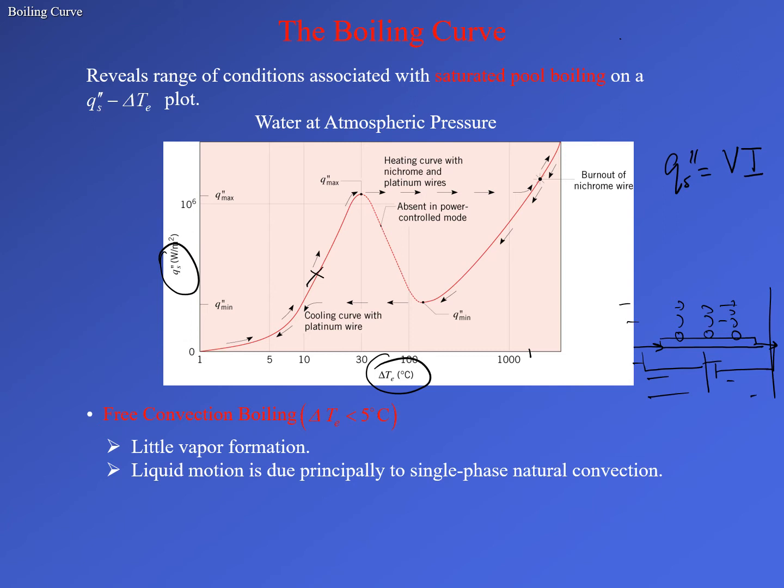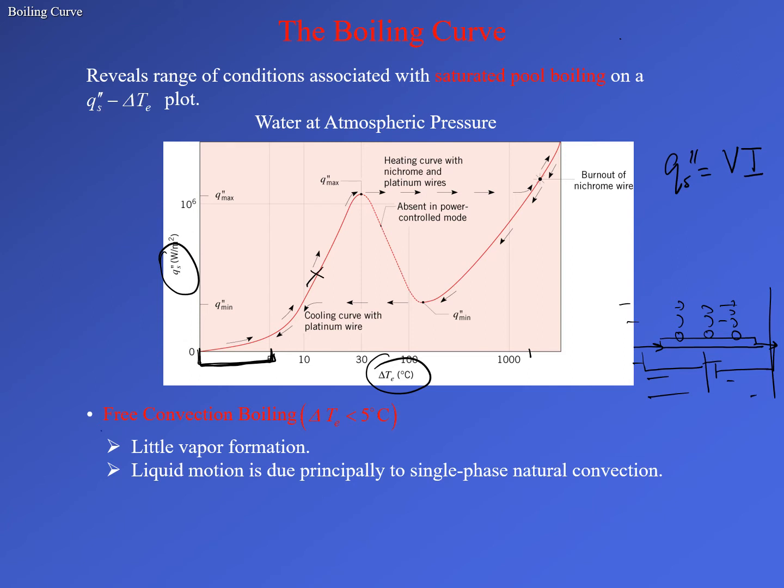Okay, so let's analyze things further. When the delta T excess is between 0 and 5 degrees centigrade, in this region there's not much bubble formation. What's happening is the wire is getting hot, and this results in the liquid contacting the wire, above the wire, getting hot, and as that liquid gets hot, it starts generating free convection currents. If there's free convection happening, then you will see some sort of heat transfer from the surface. That is what is called free convection boiling.